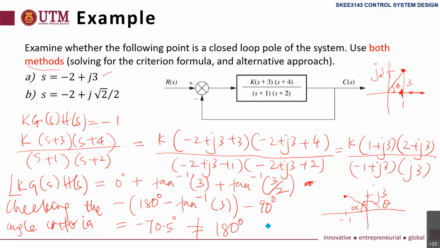Therefore, this point is not a closed loop pole, because it is not fulfilling the angle criterion, which should be 180 degrees.